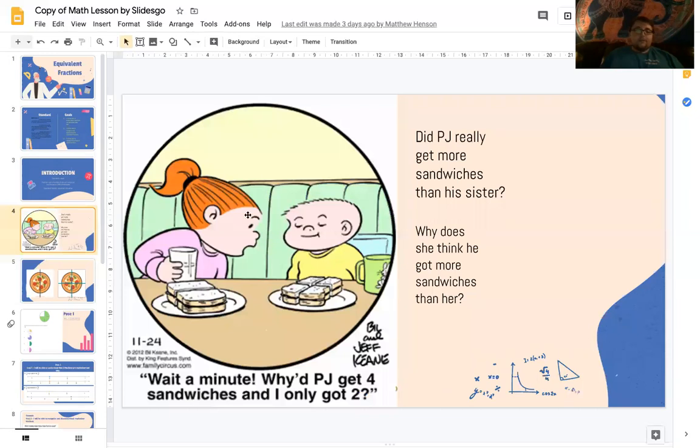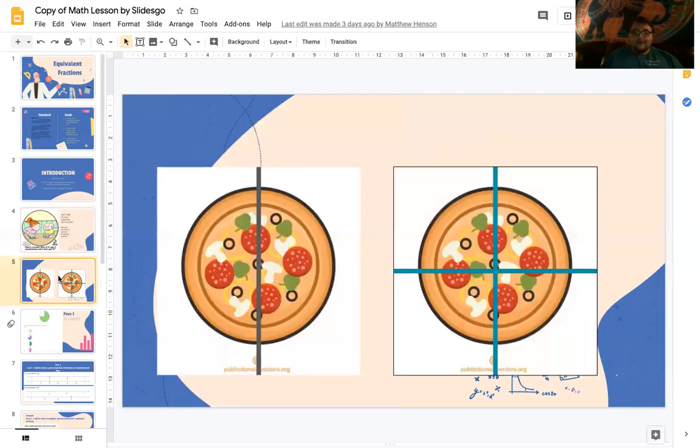In this picture, you can see that the little girl thinks that she got fewer sandwiches than her brother. She's saying, why did he get 4 and I only got 2? But as you can see, they both got the same amount. Hers are just cut into halves and his are cut into fourths. So she just doesn't understand equivalent fractions quite yet.